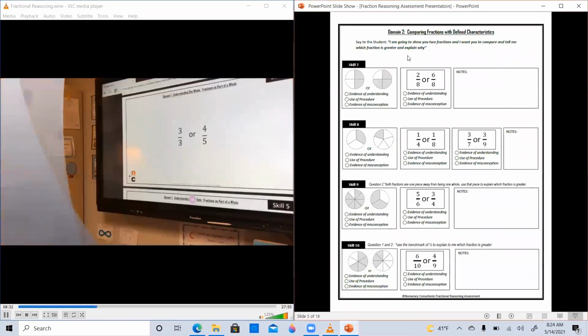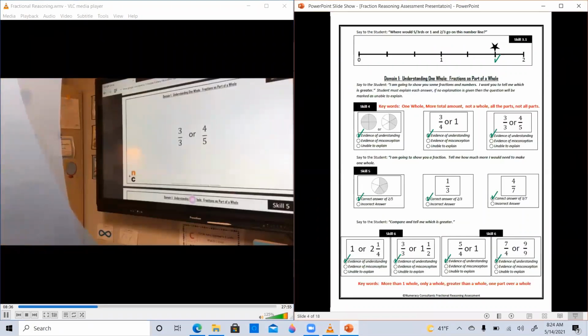Which would be more, 3/3 or 4/5? 3/3. And how do you know that? Because 3 is greater than 4, and then 5 is way too much, so that's why. So she has it right, but remember, they have a 50% chance of getting it right. So her explanation for why it's greater matters. She said 3 is greater than 4 and 5 is way too much.